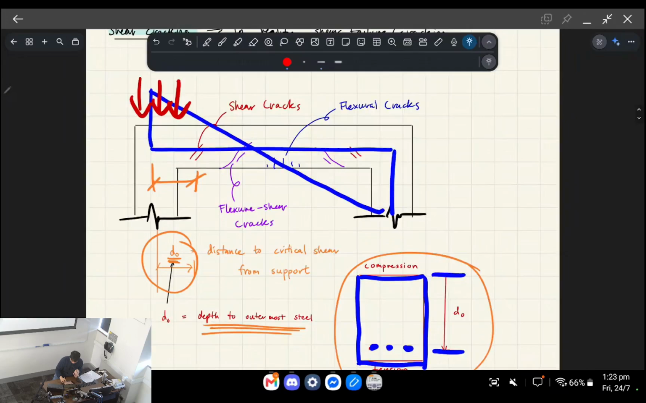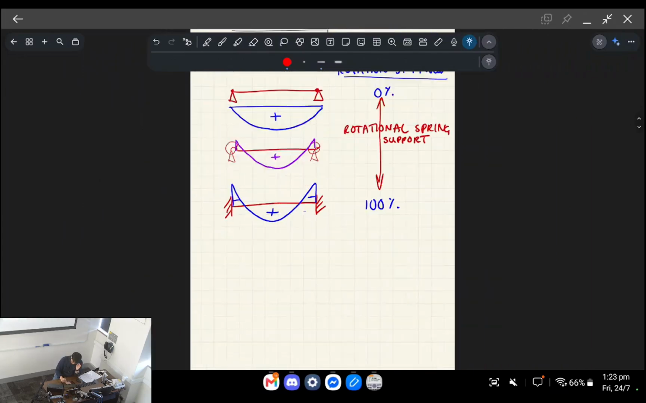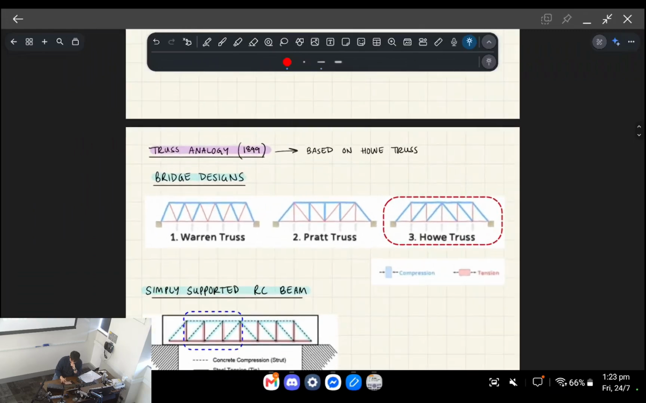Okay, so that's the code provisions, basically. Do you guys have any questions about that? Okay, so nothing's too difficult so far, except it's going to get more and more complicated before it gets easier.